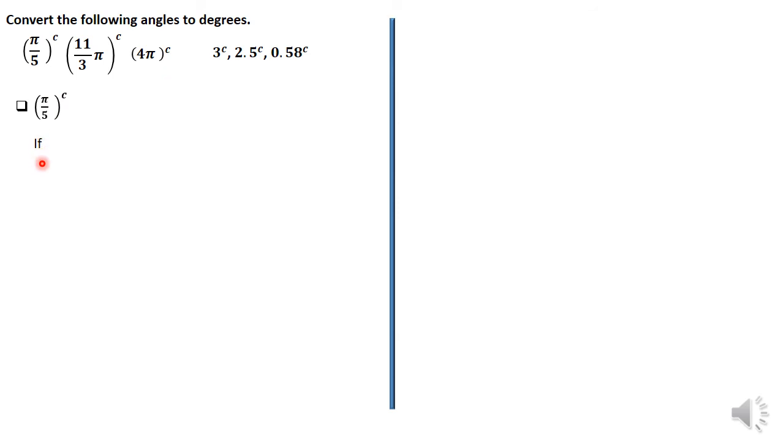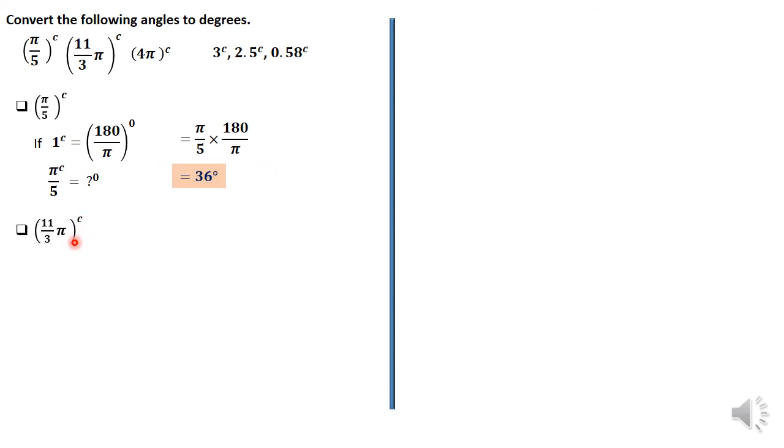Now, as we convert, I'm going to say the following. Number one, since 1 radian equals 180 over pi degrees, therefore pi over 5 radians should be equal to, by cross multiplication, this one times this divided by this, and the answer should be equal to 36 degrees. Similarly, 11 over 3 pi radians should be, since 1 radian is equal to 180 over pi, a cross multiplication of that, and that gives us 660 degrees.